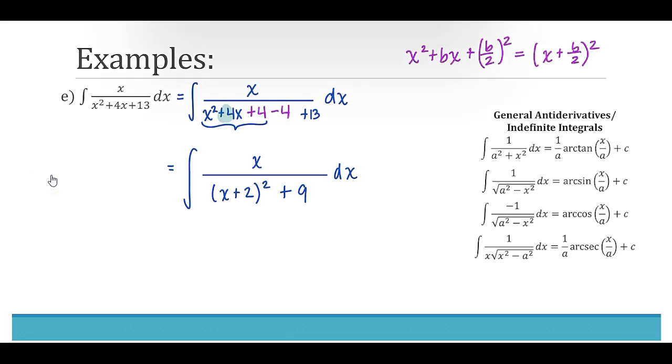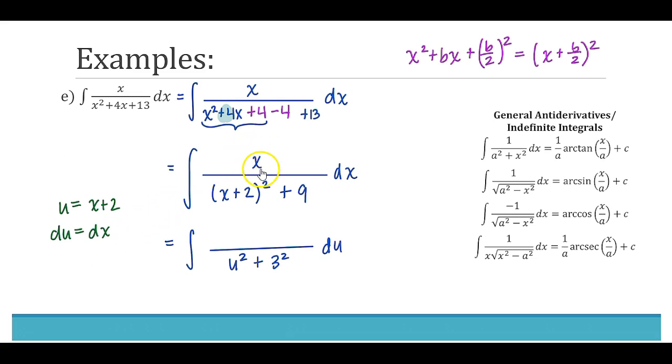So the next step is doing a substitution. I'm going to let u equal x plus 2. Then du is equal to dx. So let's replace what we can so far. I have the integral, and this x plus 2 right here was equal to u, so I have u squared plus 9. I'm going to rewrite 9 right now as 3 squared. And then here, dx was equal to du.